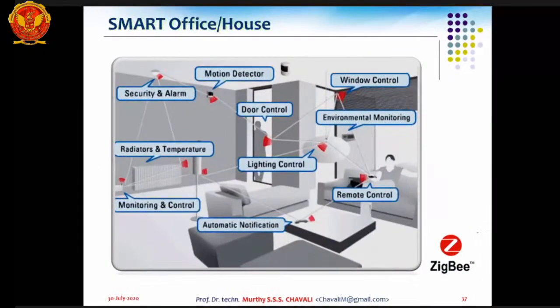For example, if you talk about a smart office or smart home, unknowingly we have so many sensors within the office or house, like motion sensor, automatic switch on of lights, door control, window control, environmental monitoring for the gases, temperature, heat, and moisture, lighting control, remote infrared control for your electronic device, etc., etc.